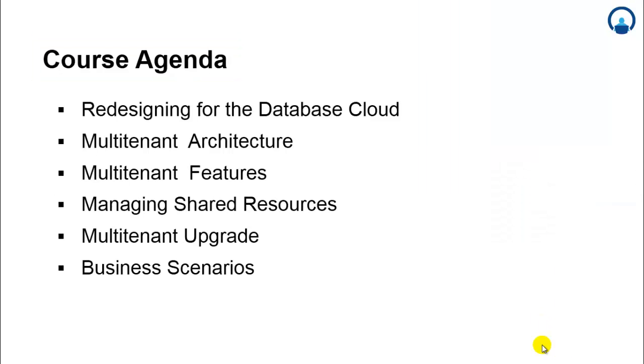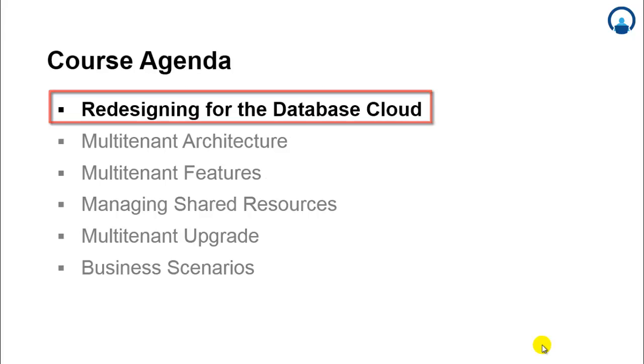Course agenda. In this course, I plan briefly to review the computing landscape in order to explain why Oracle needed to rethink their architecture for the cloud. I'll discuss the new multitenant architecture along with the capabilities or features that it enables. We'll talk about management of shared resources and how to upgrade to multitenant. Finally, we'll discuss some of the principal situations in which we expect customers to benefit from this new architecture and look at some customer feedback.